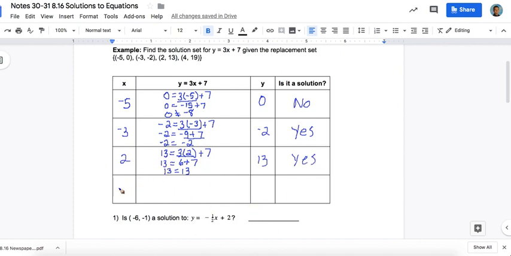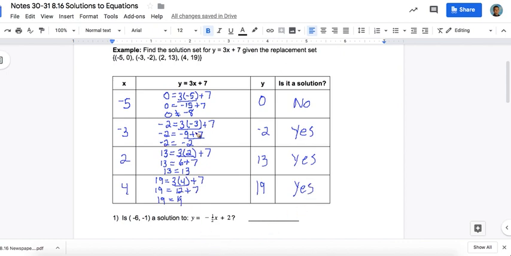Okay, and the last ordered pair is (4, 19). And we are going to replace the y with 19. And 3 times my x value, which is 4. And then, of course, plus 7. Bring down your 19. 3 times 4 is 12. And 12 plus 7 is 19. So once again, this is a solution.